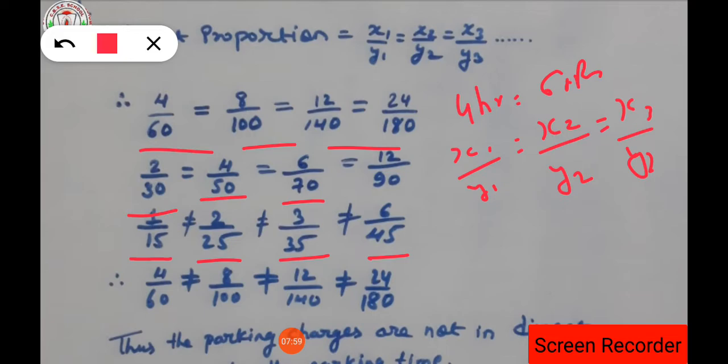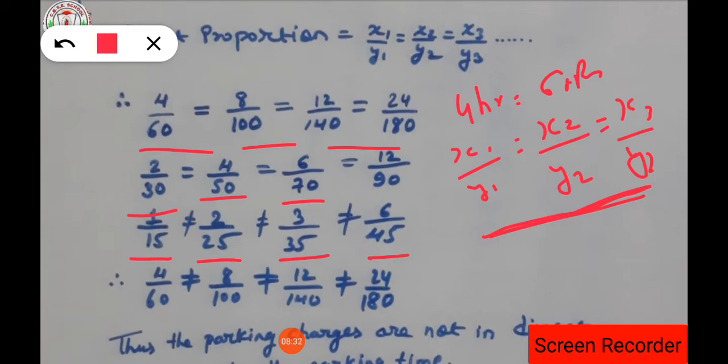Now look students, if you want to cancel further, it won't get cancelled, because of the numerators and denominators, one is even and the other is odd, so we are unable to do the cancellation. Now look, the values are not all in proportion, that means x1 upon y1 is equal to x2 upon y2 is equal to x3 upon y3 is equal to x4 upon y4 does not hold. These values are not in direct proportion.